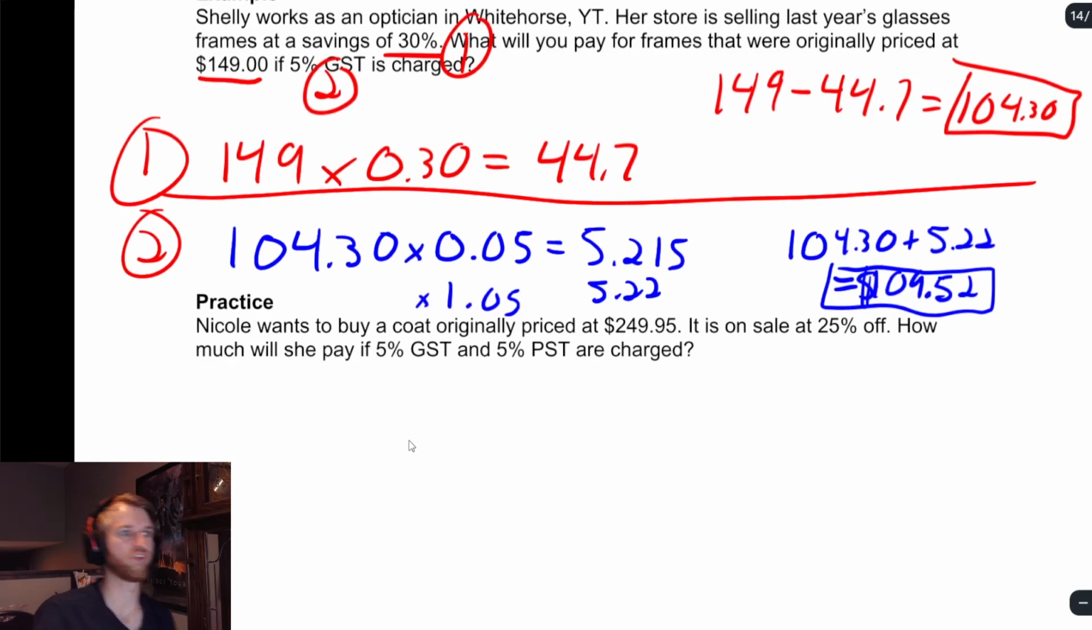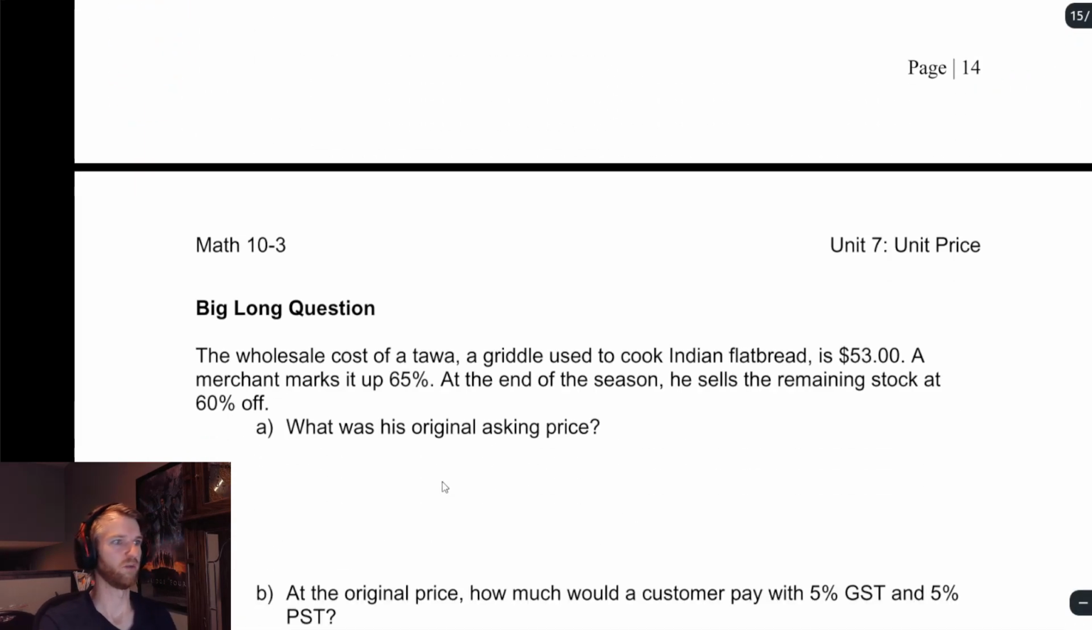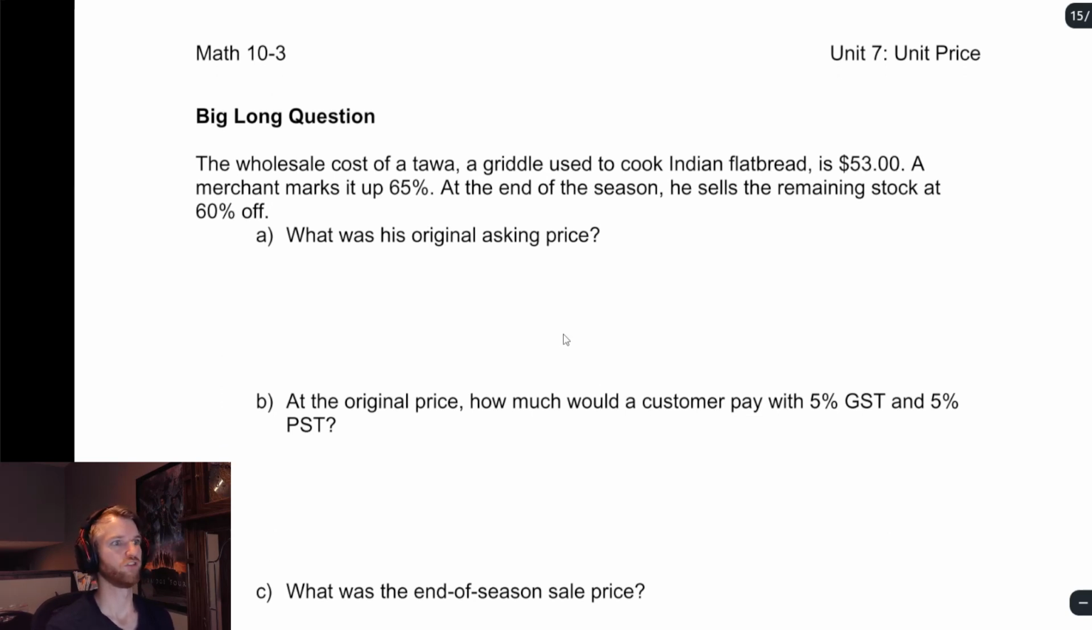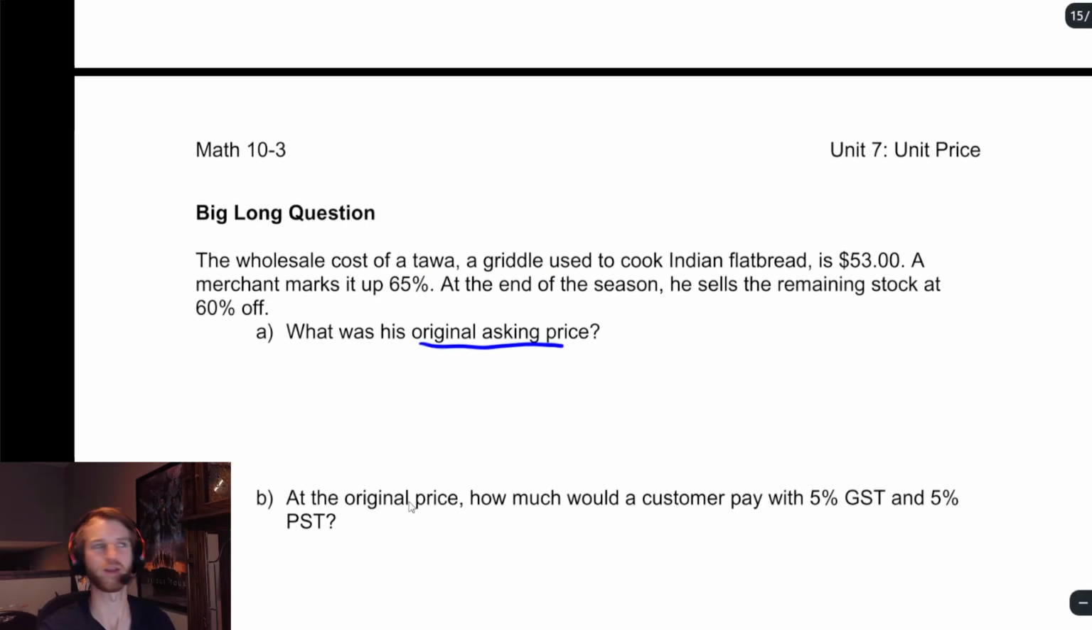So that should be enough to get you through the assignment. The end does have a big long question. Just pay attention to the wording. What's the original asking price? Then at the original asking price, how much would they pay with GST on top of that? What was the sale price later on? Just pay attention to the wording and I think you'll be doing just fine.